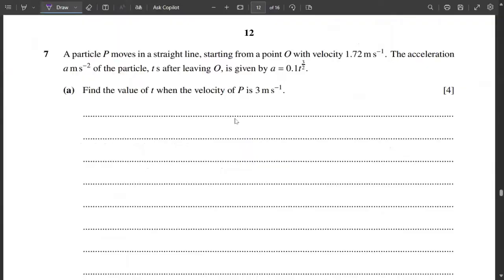We'll go to the seventh one. A particle P moves in a straight line starting from a point O with velocity 1.72. Okay, very important detail: initial velocity is 1.72 meter per second.